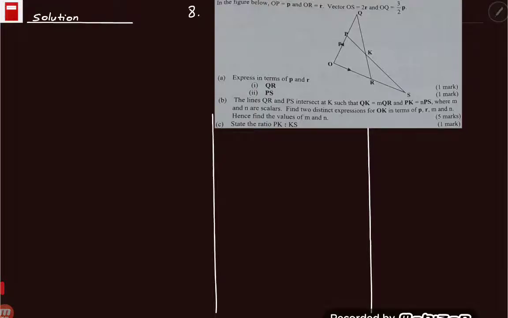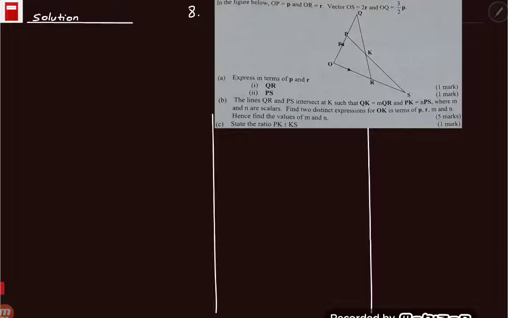Question 8. In the figure below, OP is equal to P and OR is equal to R. Vector OS is equal to 2R and OQ is equal to 3/2 P. Part A, express in terms of P and R, 1. QR, 2. PS.